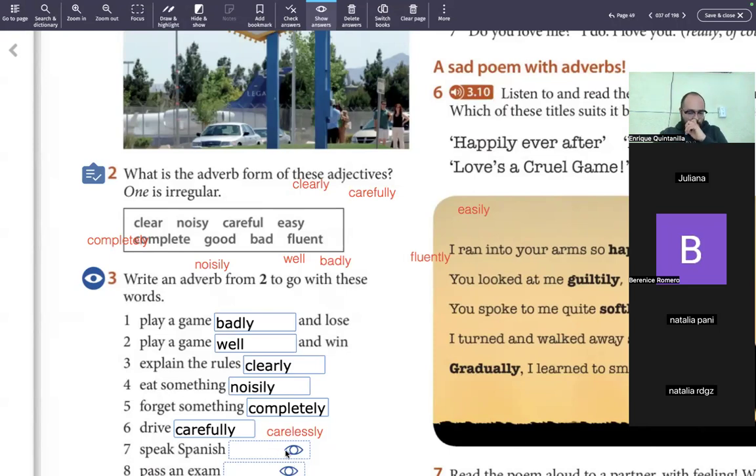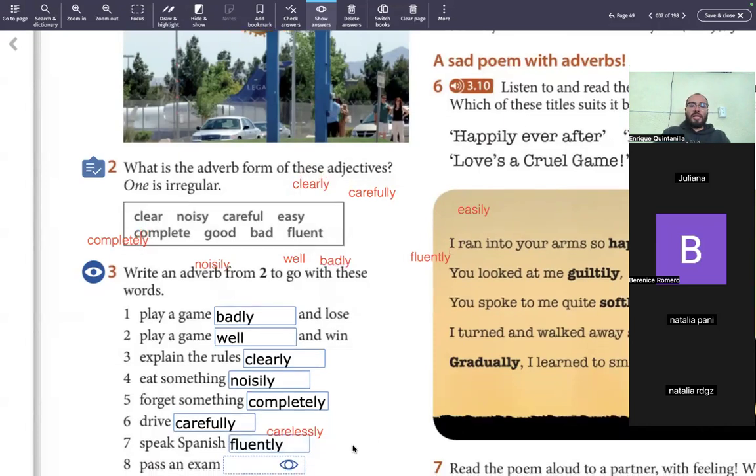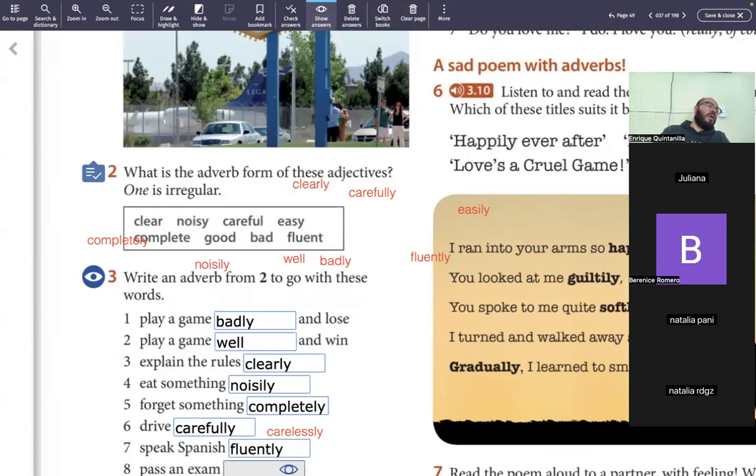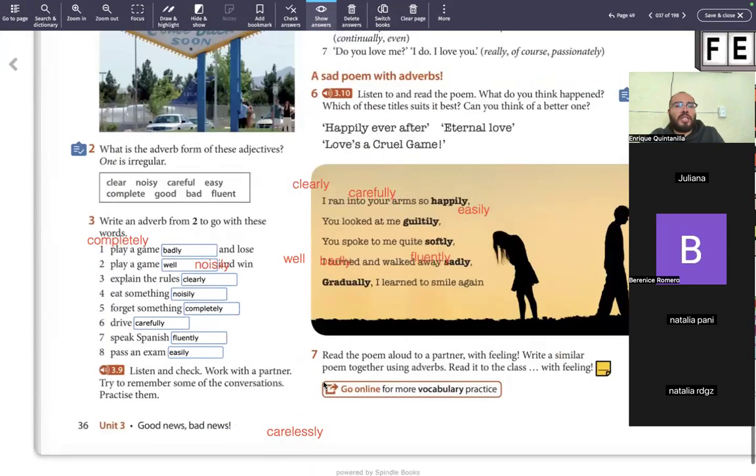Speak Spanish fluently, correct. Pass an exam. Opposite of difficult. Easily. Easily, correct.